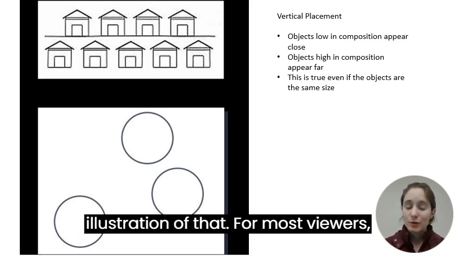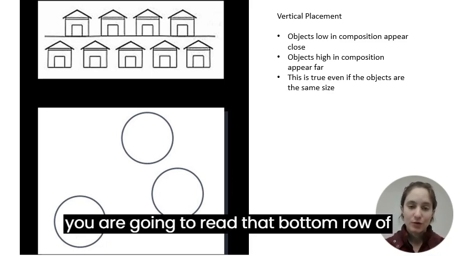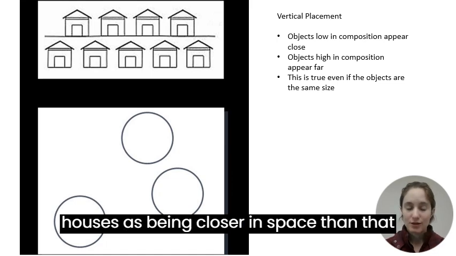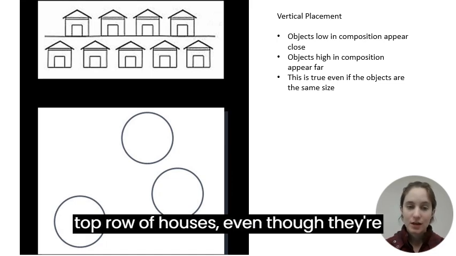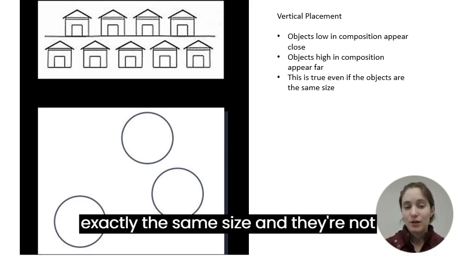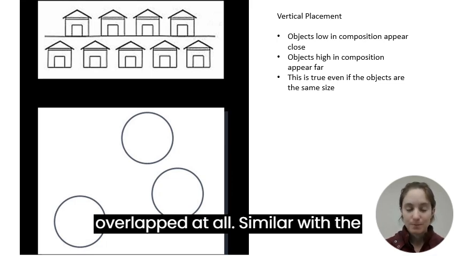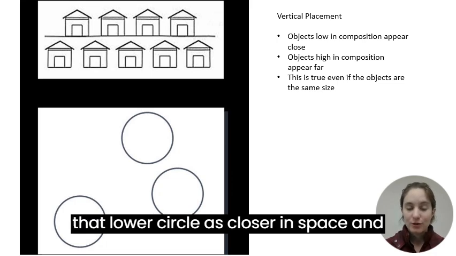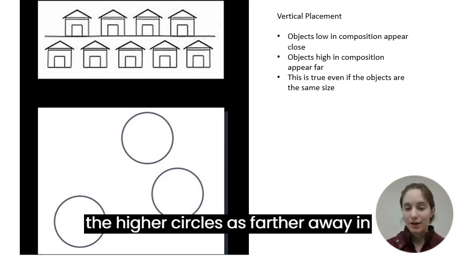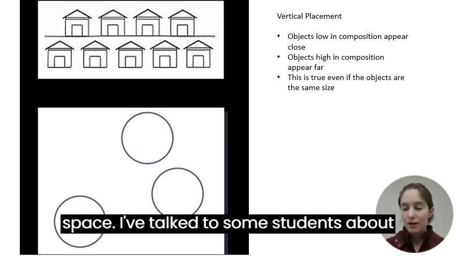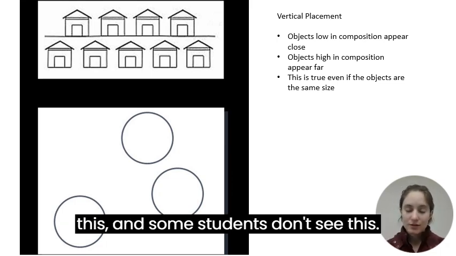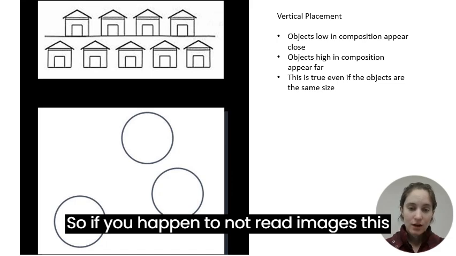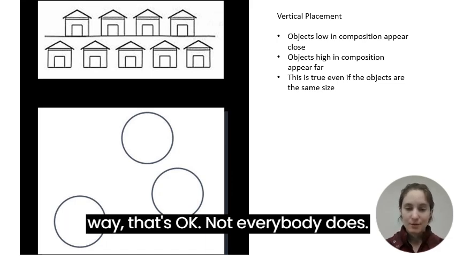For most viewers, you are going to read that bottom row of houses as being closer in space than that top row of houses, even though they're exactly the same size and they're not overlapped at all. Similar with the spheres, to most viewers, they will read that lower circle as closer in space and the higher circles as farther away in space. I've talked to some students about this, and some students don't see this, so if you happen to not read images this way, that's okay. Not everybody does.